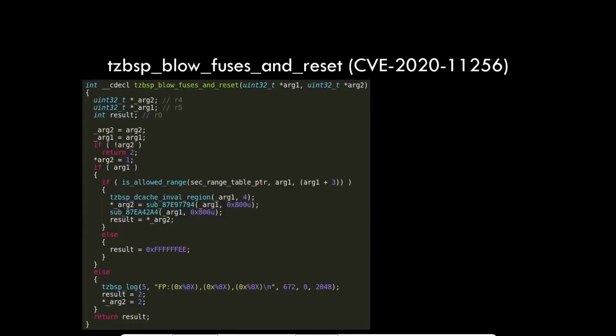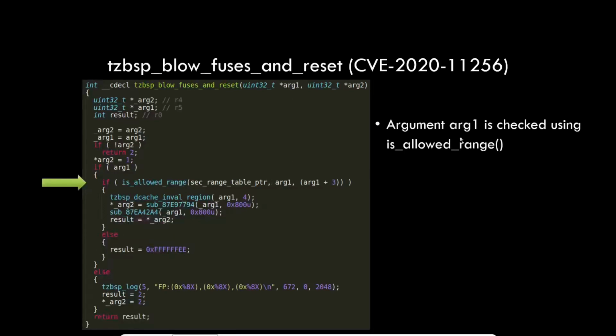And this is actually a vulnerability, and it has been assigned the CVE that you see on the screen. So what is the vulnerability here? We pass two arguments here, arg1 and arg2, and you see that the function is_allowed_range is in charge of understanding if the arg1 that you're using belongs to secure or non-secure memory. So arg1 is checked to belong to range, but arg2 is not checked.